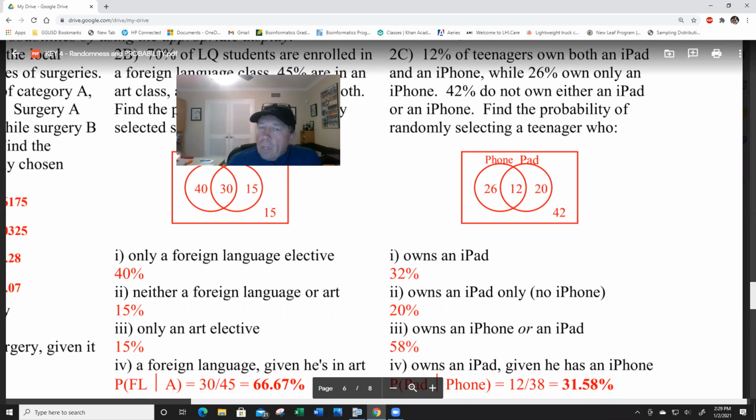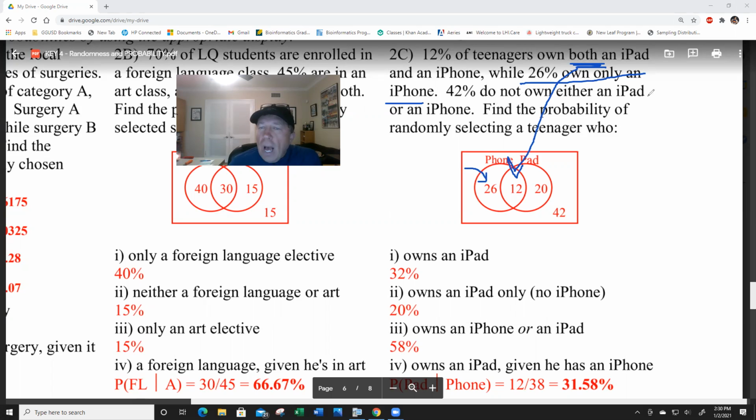Okay. So I think the word both shows up. I mean, I guess there's ways to write these where both don't happen, but it says it right there. Both. I'm going to start in the middle with both, 12. Now, 20% own only an iPhone. So I don't have to subtract out because they had put the word only in there. So 38% own an iPhone, by the way.